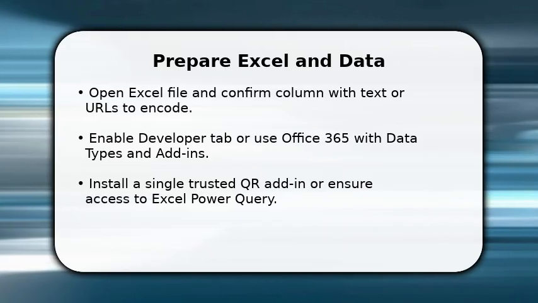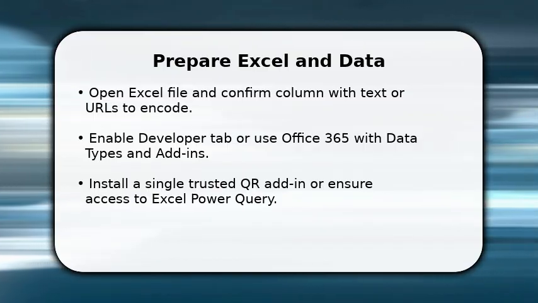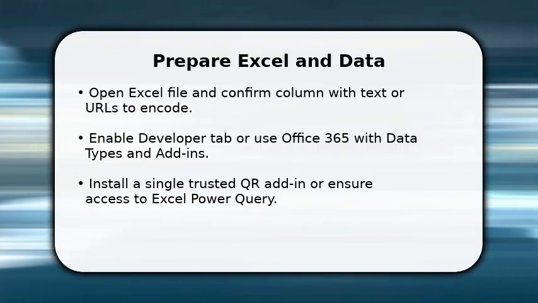Next, install a single trusted QR code generator add-in from the Office Store, or prepare Power Query if you prefer formula-driven encoding. Make sure cells are plain text. Remove stray spaces and standardize URLs with HTTP, / or H.